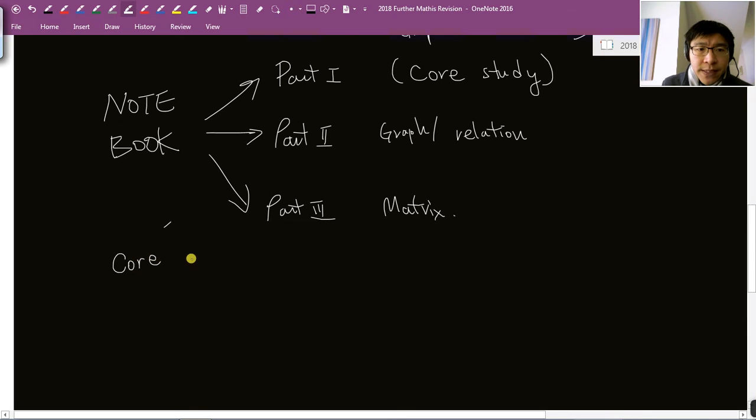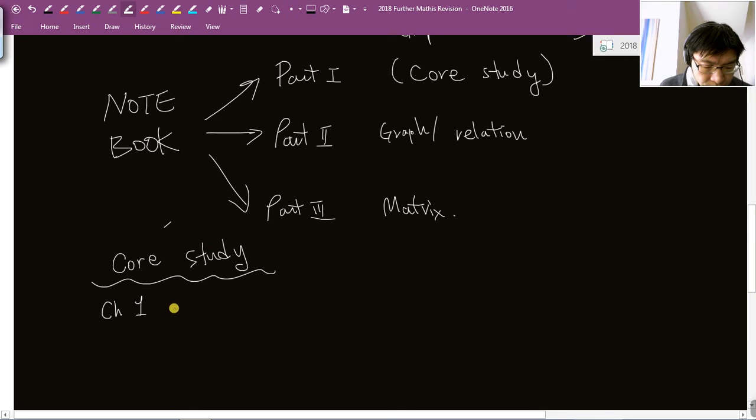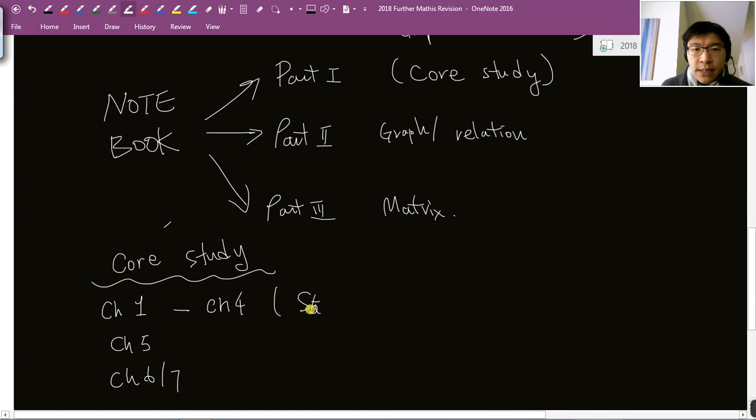In terms of the core study, you need to realize that we all have our textbook, and in your textbook your core study is from chapter 1 to chapter 4, and chapter 5 itself, chapter 6 and 7. Why do I say that? Because chapters 1 to 4 are the statistics that will relate to the course.